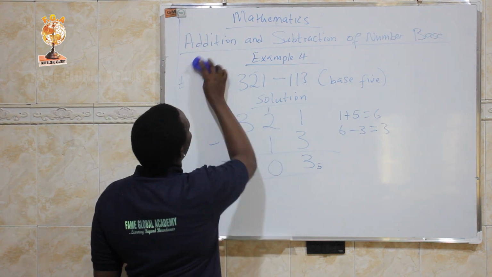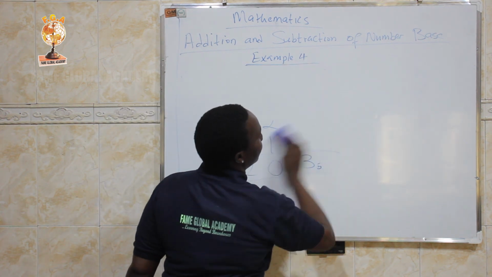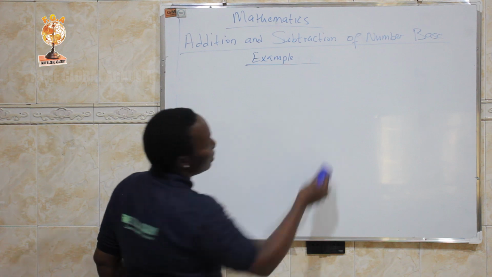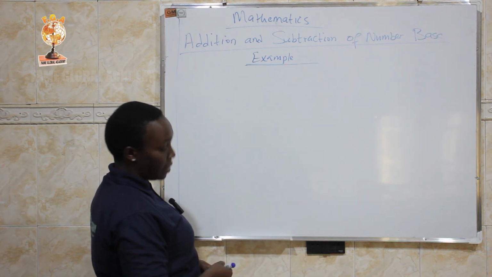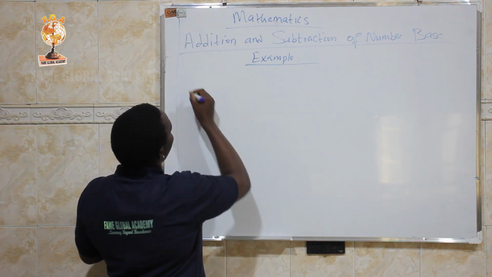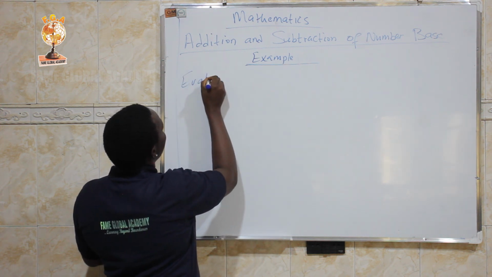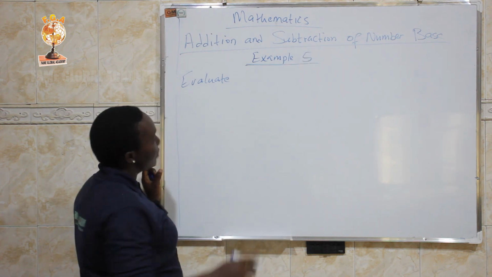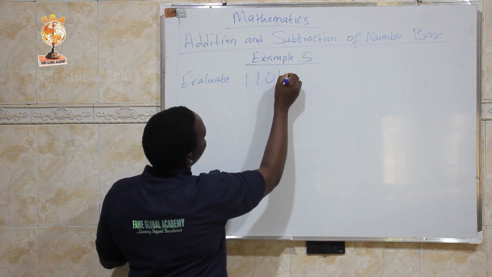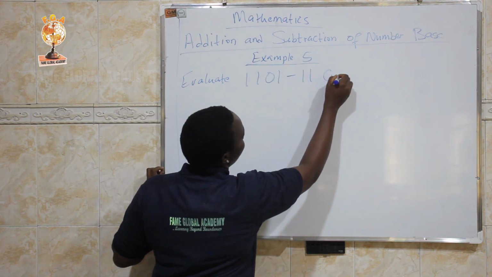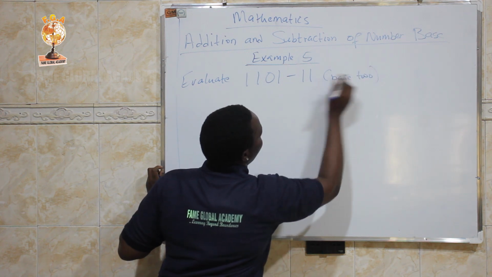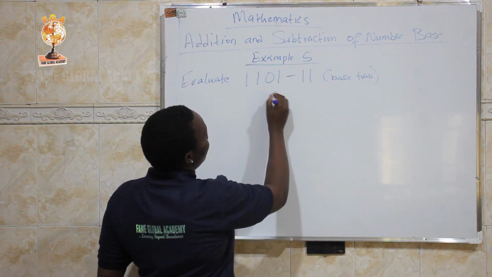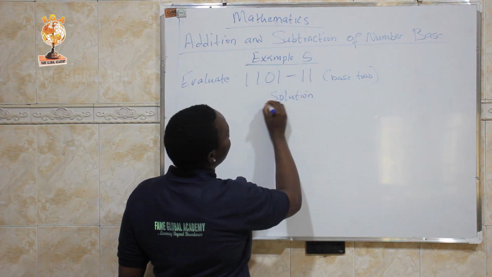Let's go to example 5 now. This one we are going to be looking at subtraction of number bases under binary numbers. This is example 5. Evaluate 1101 minus 11 base what? 2. Even without being told, you should be able to know that binary numbers are base 2. So let's solve.